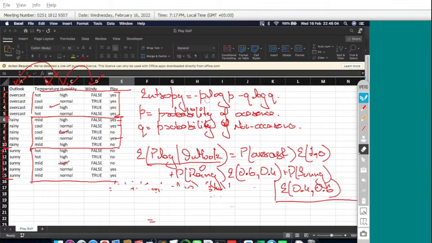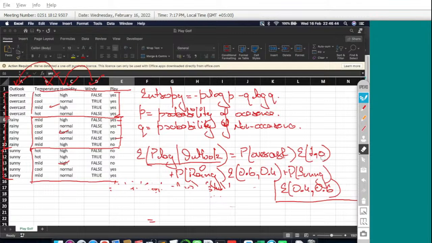Clear? How we are calculating the entropy? The formula is minus P log P minus Q log Q. That's the formula. So if the outlook has three categories, one is overcast. We calculate the probability of overcast times the entropy at overcast. In overcast, the probability of play yes is 1 and the probability of not playing is 0. So that's why we calculate the entropy at 1, 0.